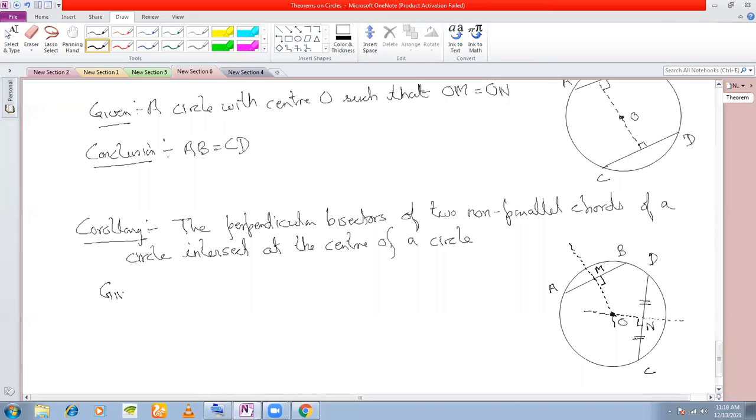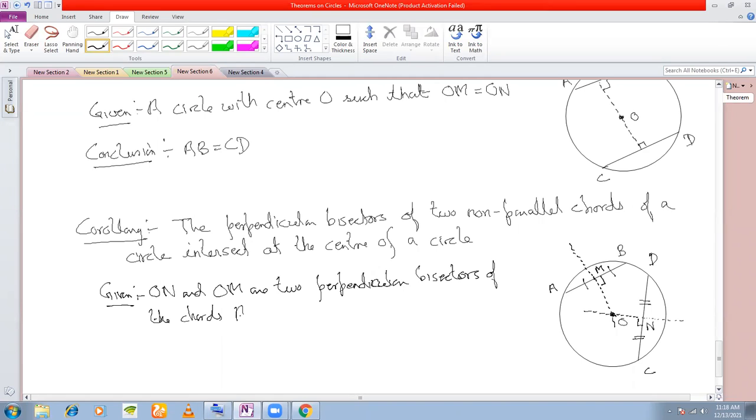So given here, ON and OM are two perpendicular bisectors. You know what is a perpendicular bisector? A line that is perpendicular to a line and also divides the line into two halves. OM and ON are two perpendicular bisectors of the chords AB and CD.